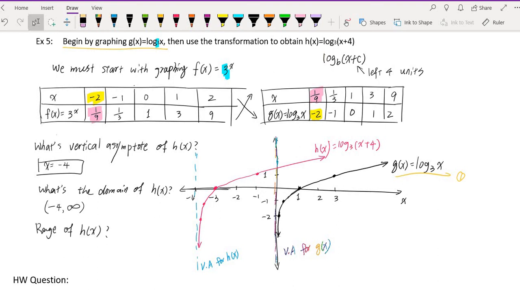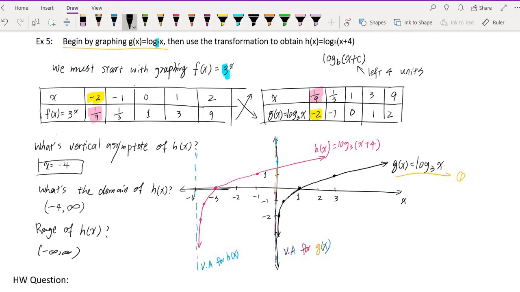So what is the range? Range is from the bottom going up. In this case we go down forever, and then we also go up forever. That's why your range is from negative infinity to positive infinity. Okay, that is how you graph this.